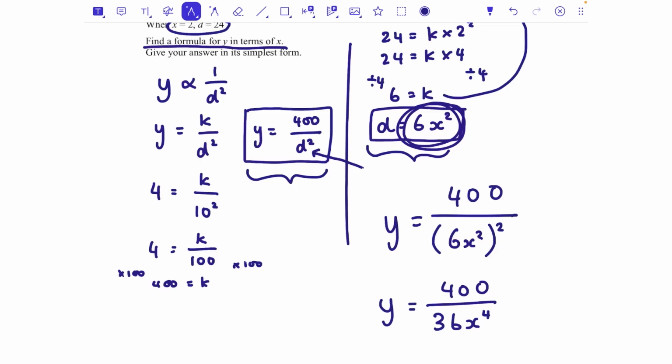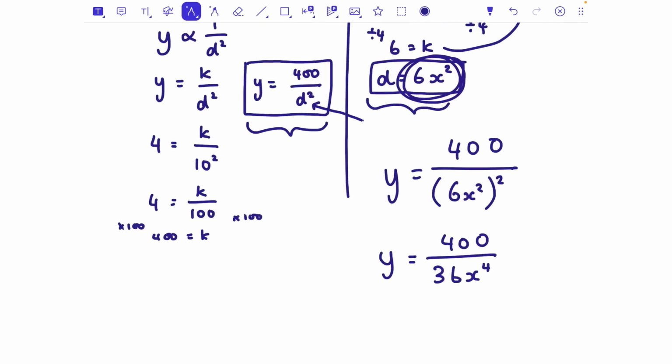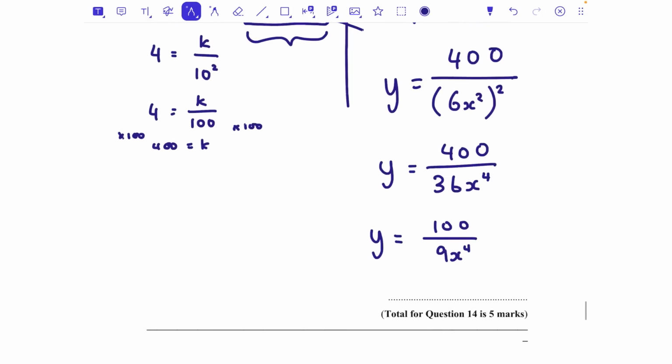And that's that. We need to give our answer in its simplest form. So these are both in the 4 times table. So 100 over 9x to the power of 4. And I don't think we've got anything else in common there. So that would be my final answer for 5 marks. I did pick some tricky ones for this pack, didn't I?